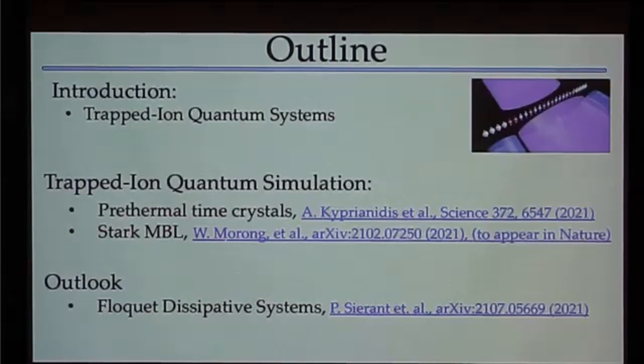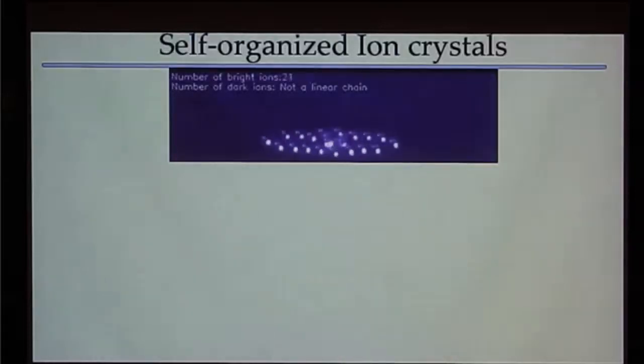I'll talk about prethermal time crystals, the observation that we have done very recently and published. And I'll talk about a very recent experiment about Stark MBL that we also observed recently. This is related to work that I've done in my previous group at JQI, in the group of Chris Monroe. Then I'll tell you a little bit about what we're doing at Rice, and in particular, I will cover a theory proposal about Floquet dissipative systems and how to observe measurement-induced phase transitions in a trapped ion setting.